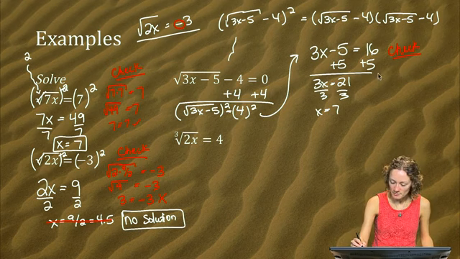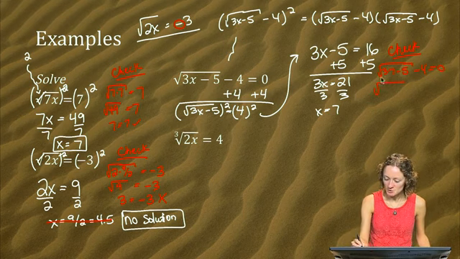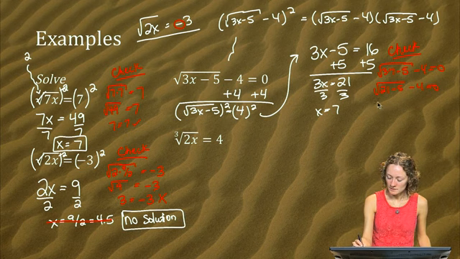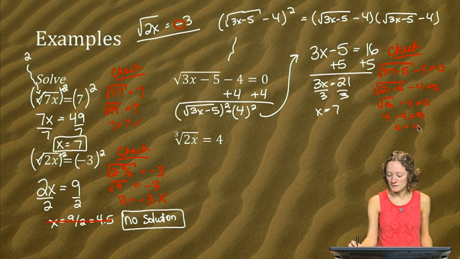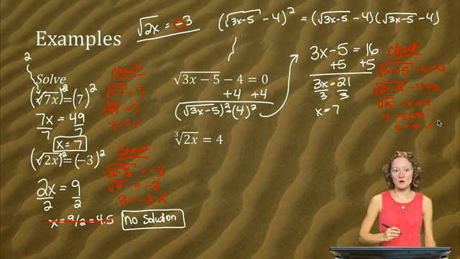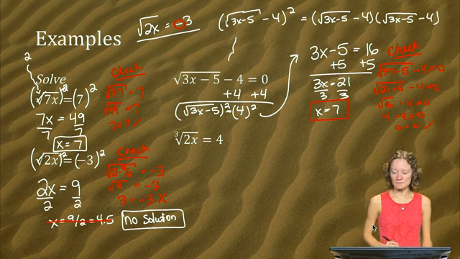Our initial problem is the square root of 3 times 7 instead of x, minus 5, minus 4 equals 0. So we want all of this to boil down to 0. So on the left, we get 21 minus 5. Then we get the square root of 16, which is 4. We get 0 equals 0, which is a true statement, which means x equals 7 is a good solution.